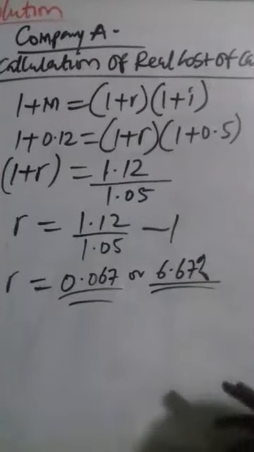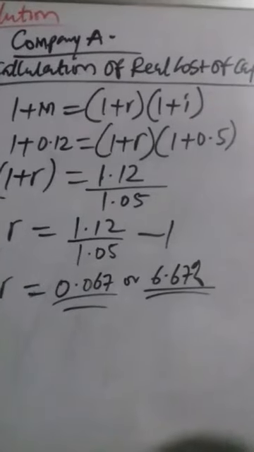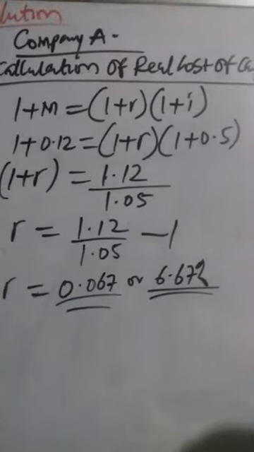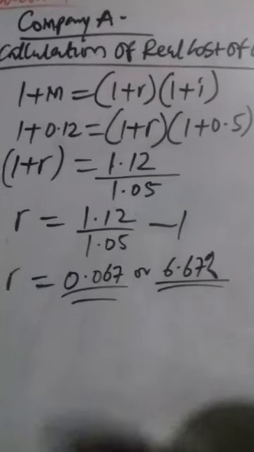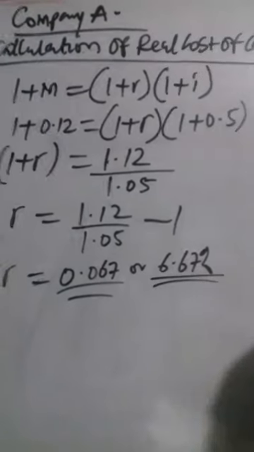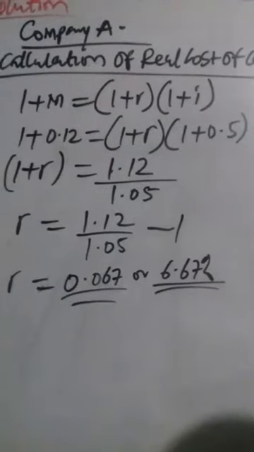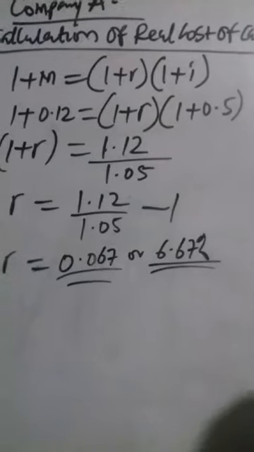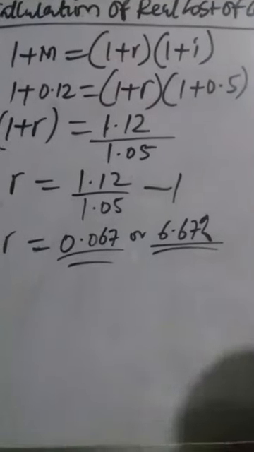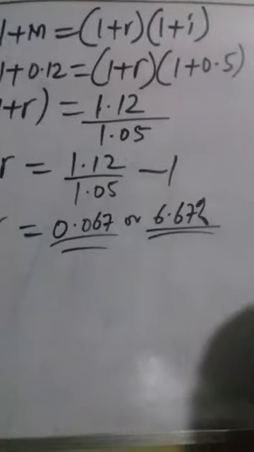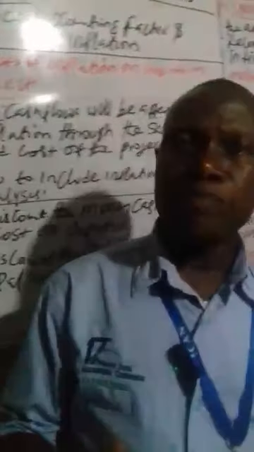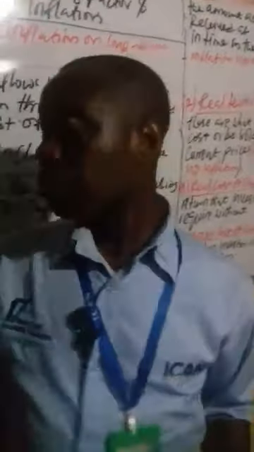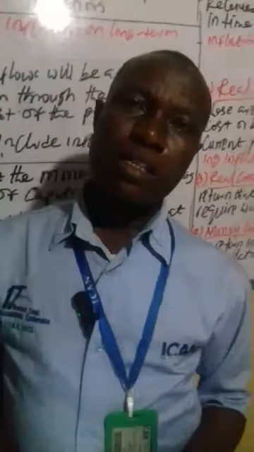Applying the mathematics, 1 plus R is equal to 1.12 divided by 1.05. When you make R the subject of the formula, 1.12 over 1.05 minus 1 will give us 0.0667, or in percentage 6.67%. What that interprets is that the real cost of capital of this project is 6.7%, or 7%, while the money cost of capital is 12%.